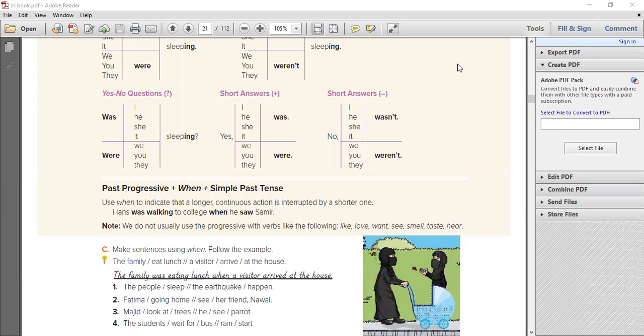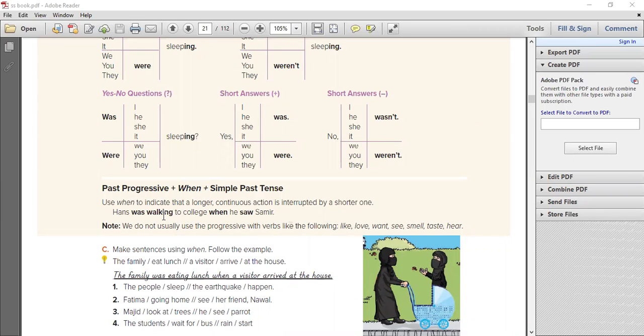Okay, the last thing that we have left from Unit 1 was the past progressive and the simple past: how to have both of them in one sentence. Now, we use when to indicate that a longer continuous action is interrupted by a short one. So in this grammar, when we have past progressive, when, and the simple past, we have two actions, the longer one and the shorter one. So for example, Hans was walking to college when he saw Samir.